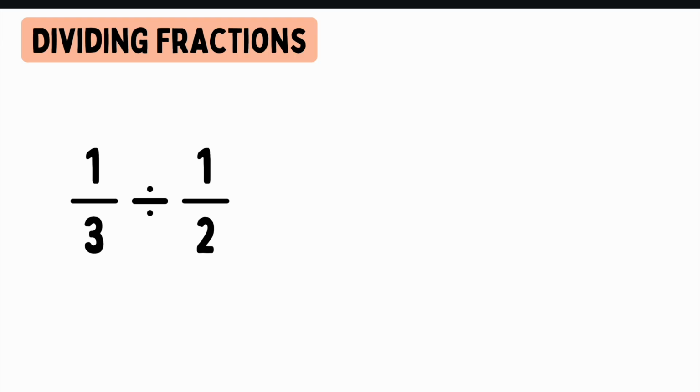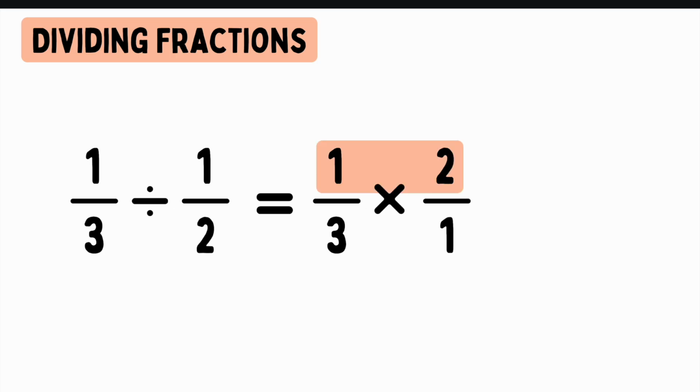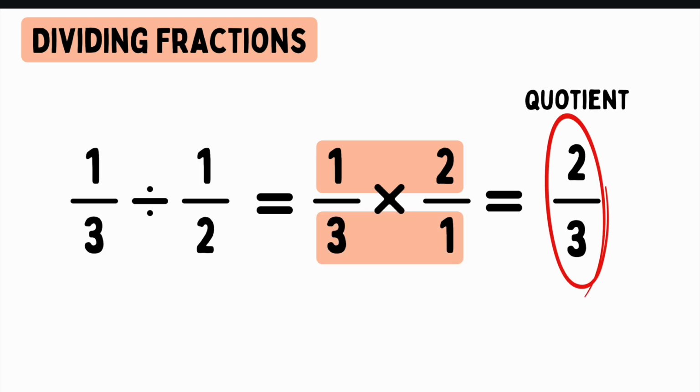One strategy is to keep the first fraction, 1/3, change the division sign to a multiplication sign, and flip this fraction. So instead of a half, we will have 2/1. Now we can multiply straight across. 1 times 2 equals 2. 3 times 1 equals 3. The quotient is 2/3. We could also turn the fractions into decimals and divide.